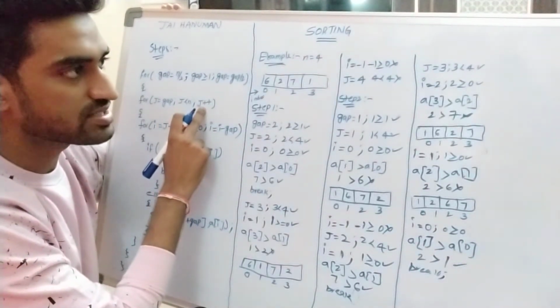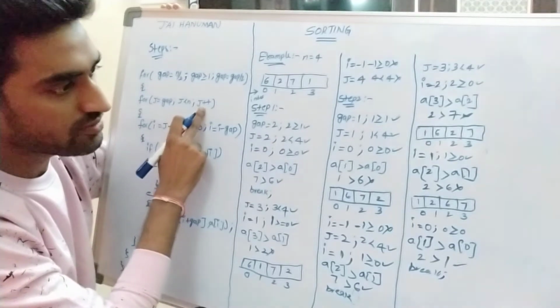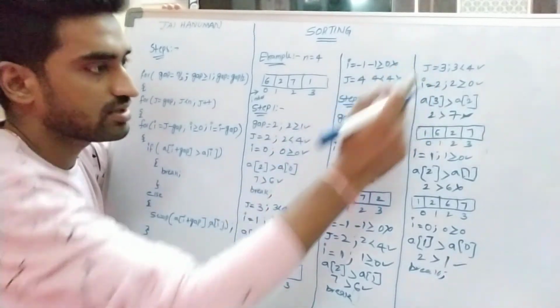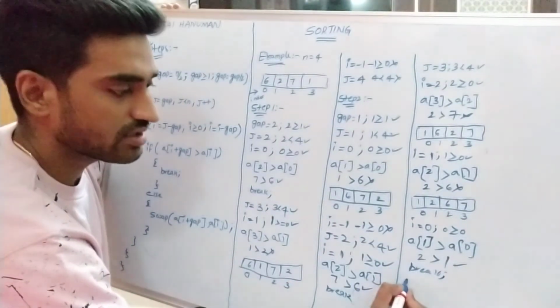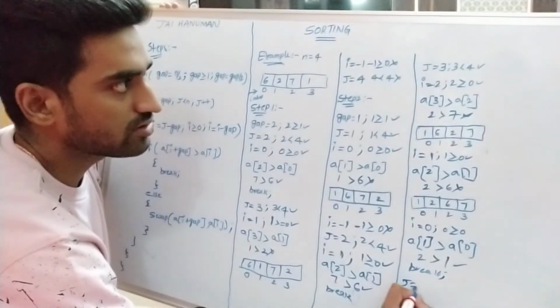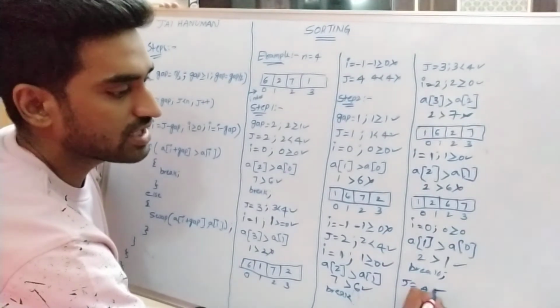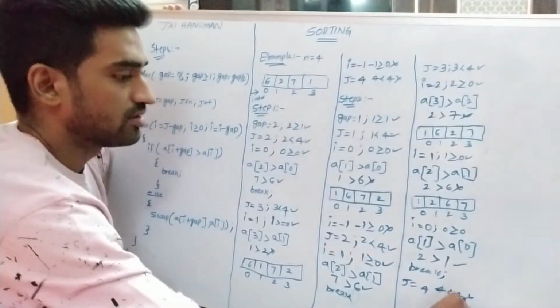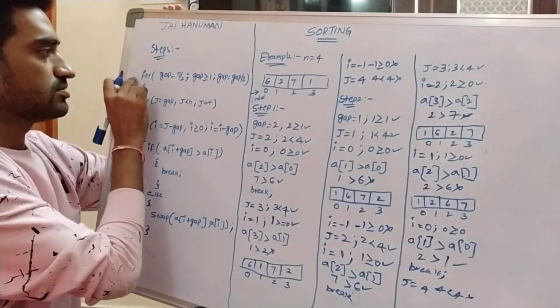What is the previous J value? J is equal to 3. 3 is incremented by 1. Right now, so 4. So J is equal to 4. 4 less than 4. Condition is failure. Right? So that's why the control will be passed to this one.